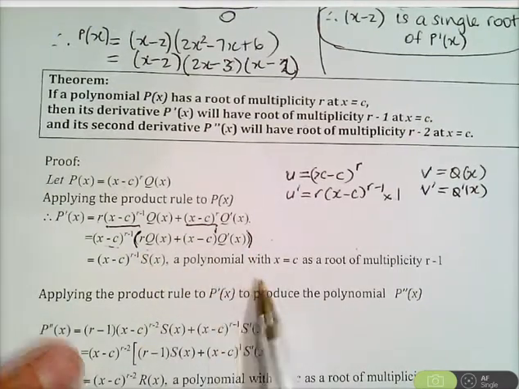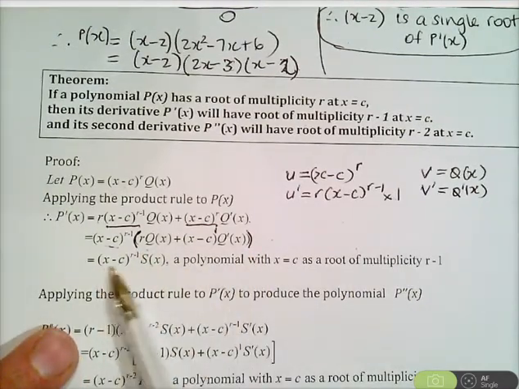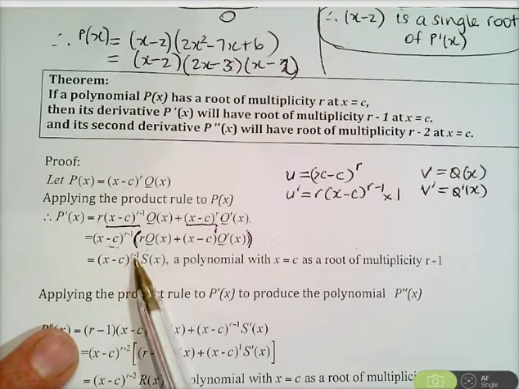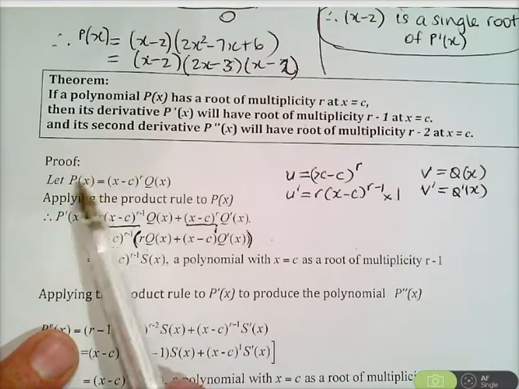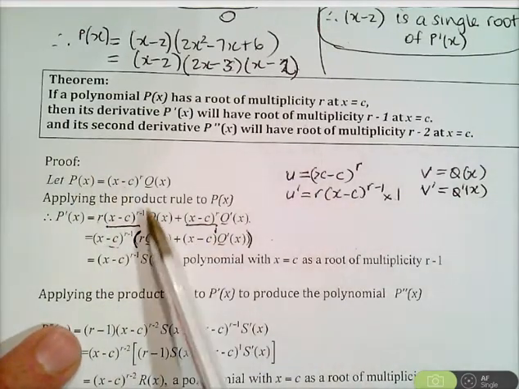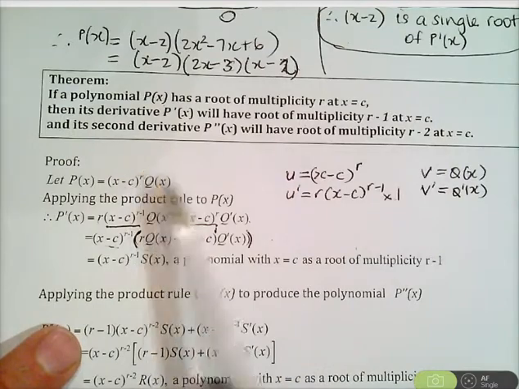So therefore we can see that x equals c is a root of multiplicity r minus 1, whereas in the original function, x equals c was a root of multiplicity r.